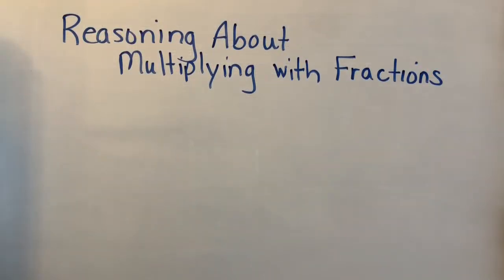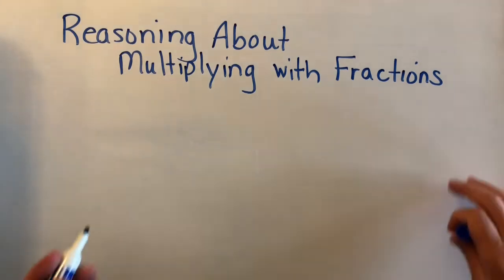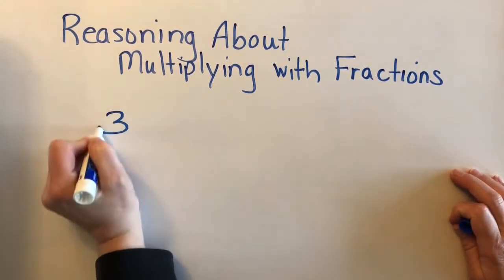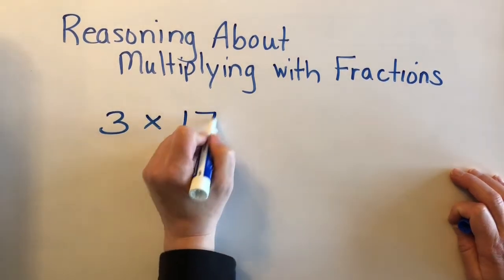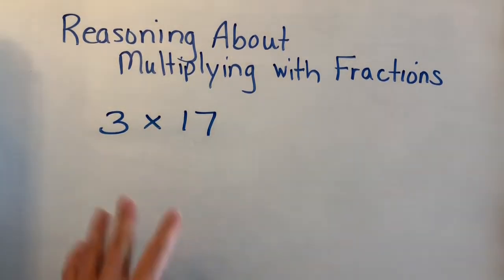Today we're going to be discussing reasonableness when multiplying with fractions. So in order to do this, I have to talk to you about a few different things. An example that I have would be 3 times 17. So these are two whole numbers that we're going to multiply together.